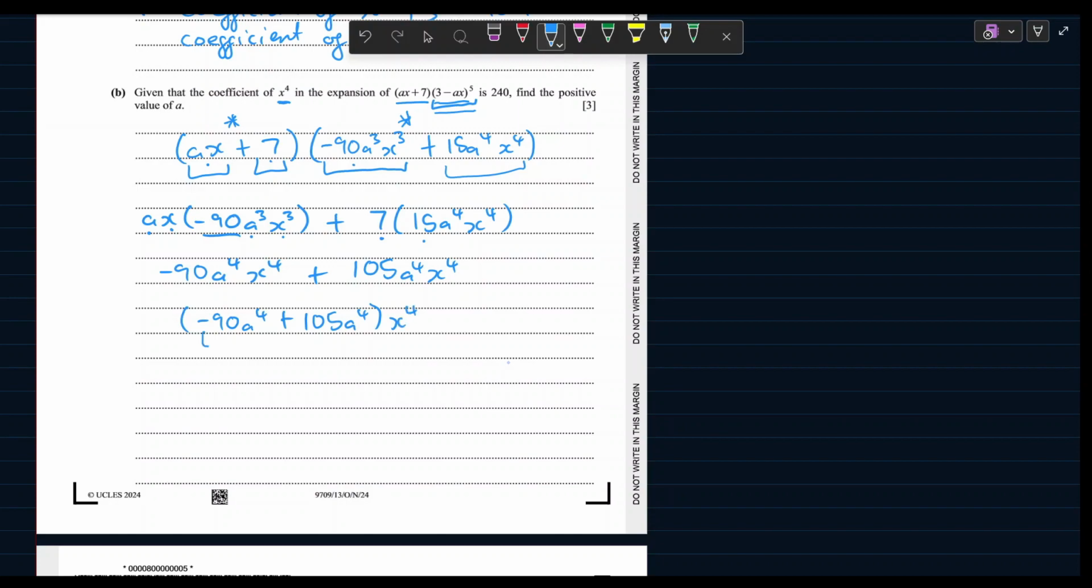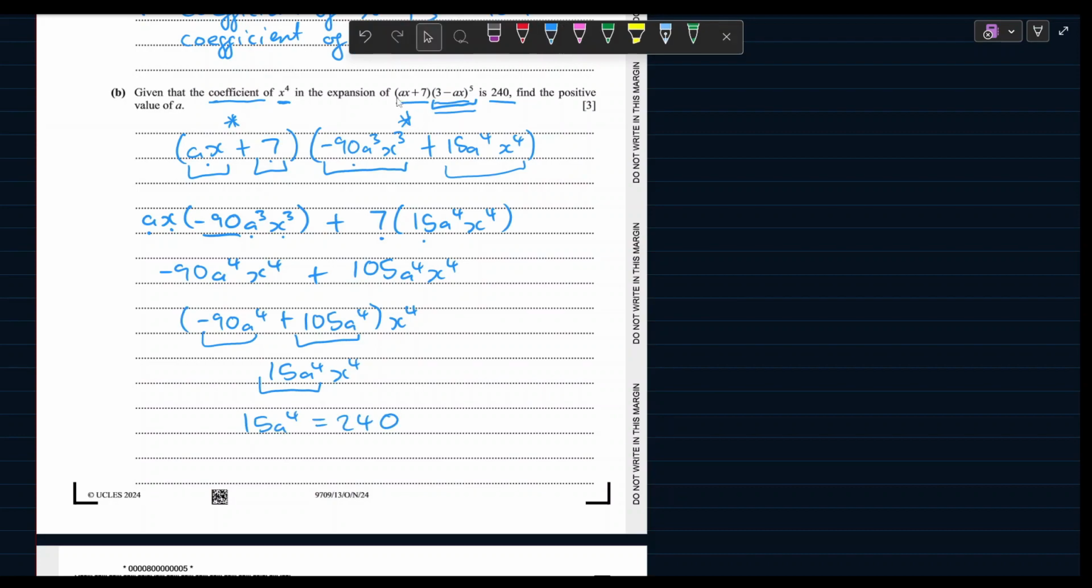So these are like terms, so we can simplify negative 90 plus 105, which should be 15. And so we can say that 15 a to the 4 x to the 4 is the term in x to the 4. But they've told us that the coefficient of x to the 4 is 240. So the coefficient of x to the 4 is 15 a to the 4. So we can say that 15 a to the 4 is equal to 240.